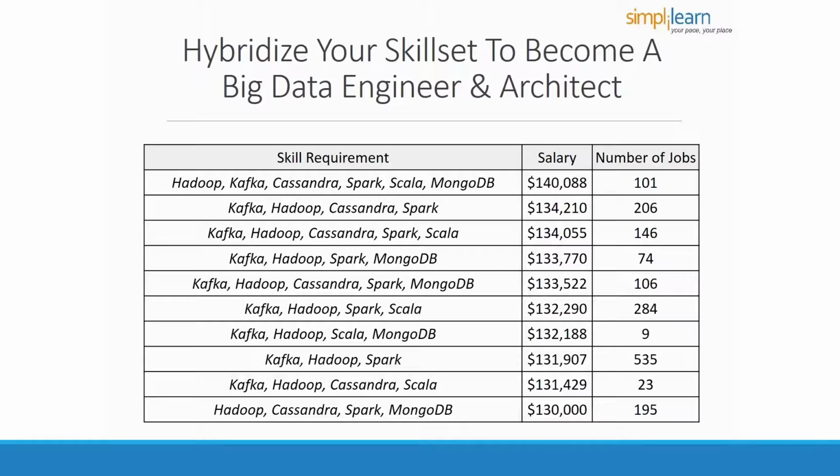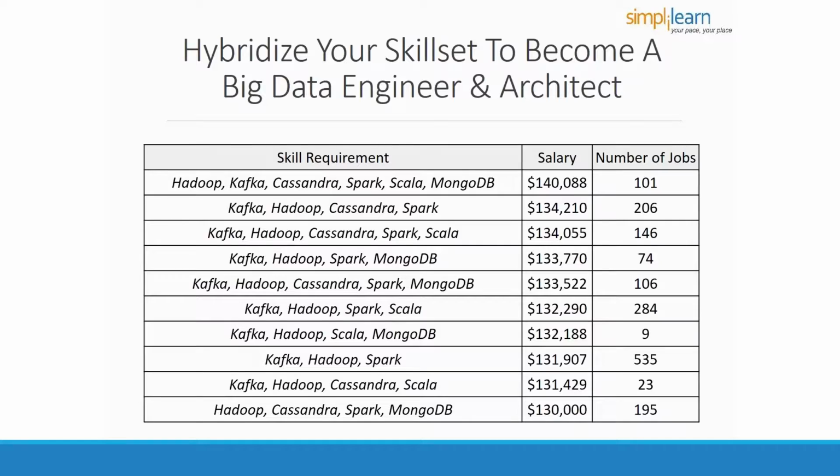These are the big data professionals that have mastered both aspects of architecture and engineering, plus some. So you can see that a professional with skills in Hadoop, Kafka, Cassandra, Spark, Scala, and MongoDB are earning up to $140,000 per year. But then, of course, the demand for these positions is lower. So there's about 101 jobs that are asking for all of these skill sets.